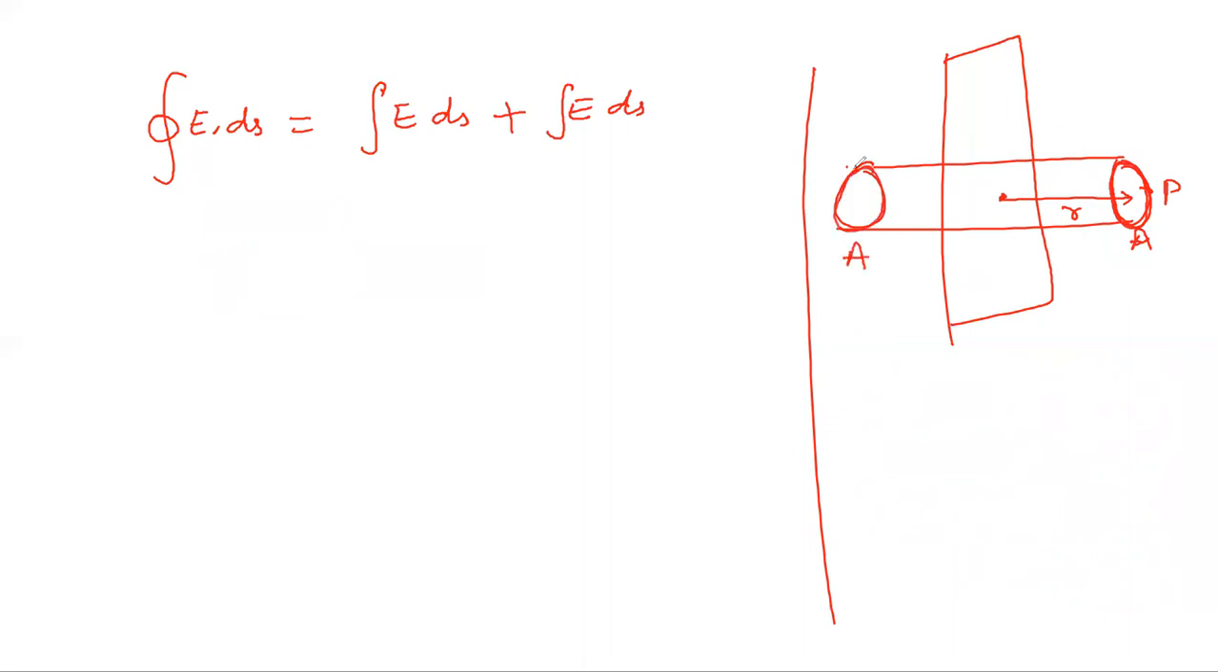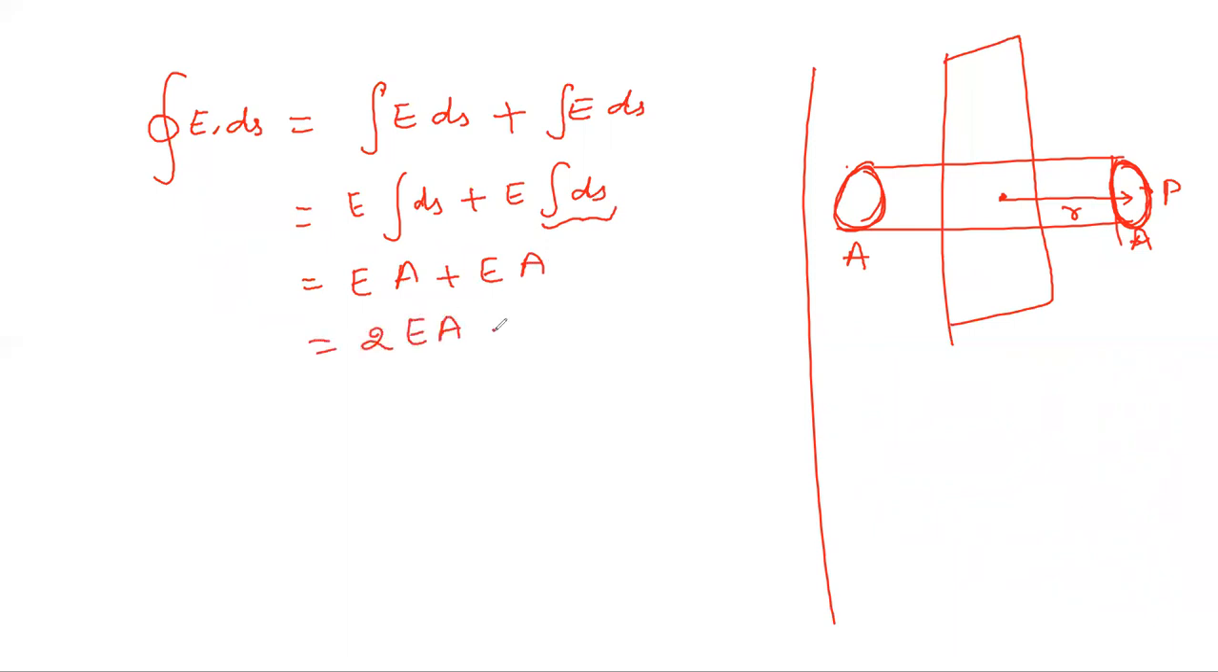Because this is a cylinder, both ends will have the same area. This part alone, if I cut and take, right? So this is nothing but E into integral ds plus E into integral ds. Just now I said the whole area I am taking as A. So I have to write this as E into A plus E into A, which will be nothing but 2 into EA, right? And we already know this integral E dot ds is nothing but flux.